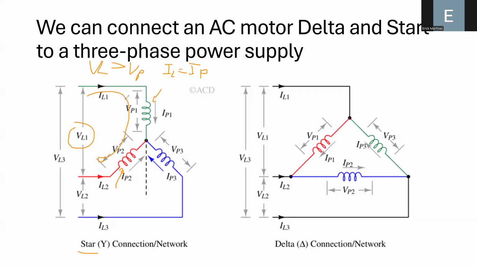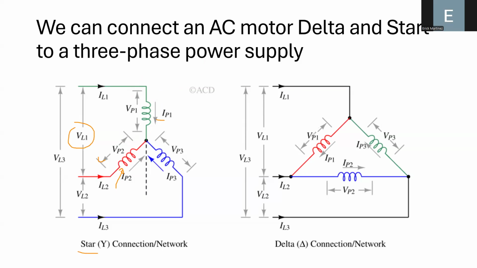If you analyze, for example, this line current, let me erase this line, this line current is basically the same current that is flowing through phase number one, that in this case is IP1. So you can observe in this diagram that the line current is basically equal to the phase current. Also, you can use the delta connection, and here it has the opposite behavior because the line voltage is basically the same as the phase voltage.